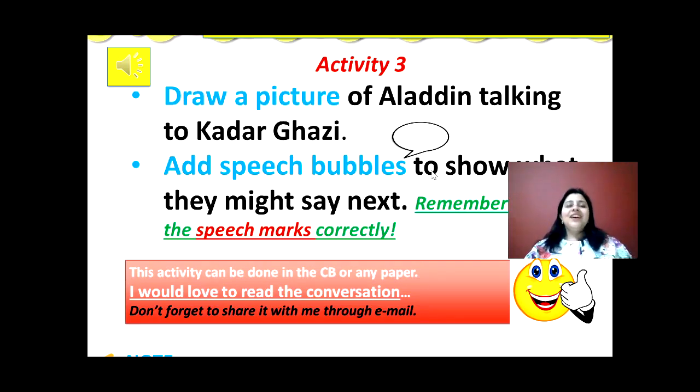I have a challenge for you. Now try these, okay? And I would like you all to take up this challenge because this is very interesting. You are going to draw a picture of Aladdin talking to Qadr Ghazi. You are going to predict what they are going to talk about. Okay, you can make a comic strip. You can add speech bubbles to show what they might say next. And remember to use the speech marks correctly.